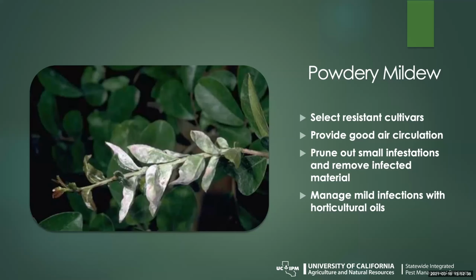different categories of pests. So powdery mildew is a kind of plant disease, and you can see that it causes the white covering over the plant. You can select cultivars of plant that are resistant to powdery mildew. Certain plants have been bred for resistance to various diseases. But having good air circulation, pruning out small infestations, and possibly using some preventative horticultural oils will, all in combination, help reduce powdery mildew.